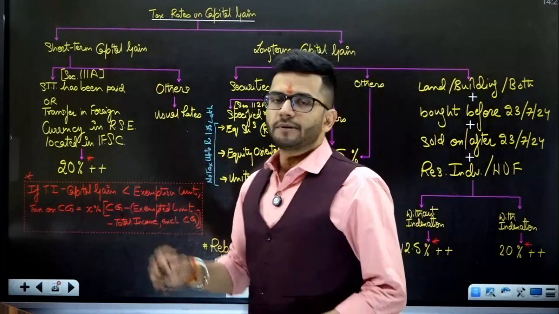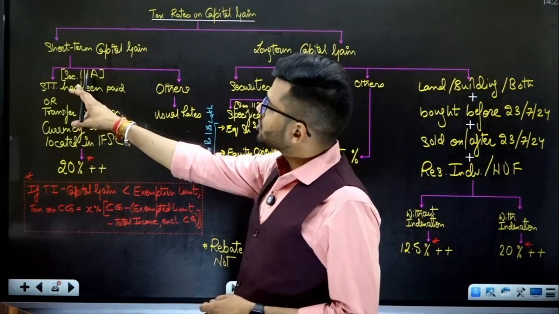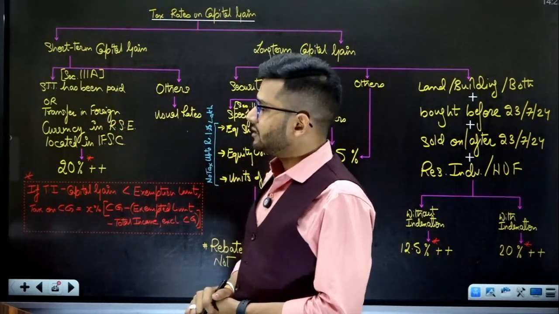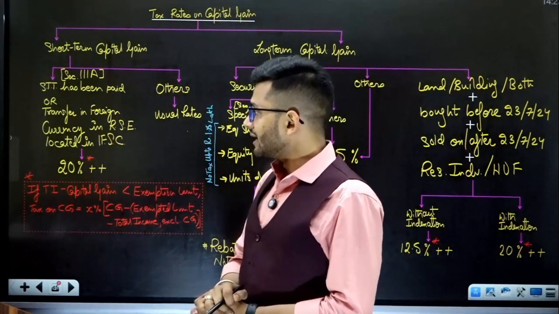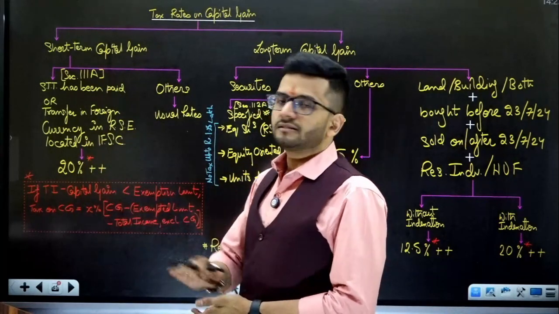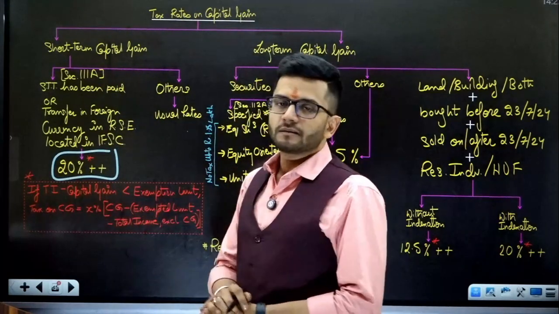If we talk about short-term capital gain, short-term capital gain is divided into 2 parts. One, the short-term capital gain which is covered under section 111A, which belongs to securities which are STT paid, transfer in foreign currency, in recognized stock exchange, in IFSC, etc. Now, in this particular case, earlier the tax rate was 15%. Now it has been increased to 20%.